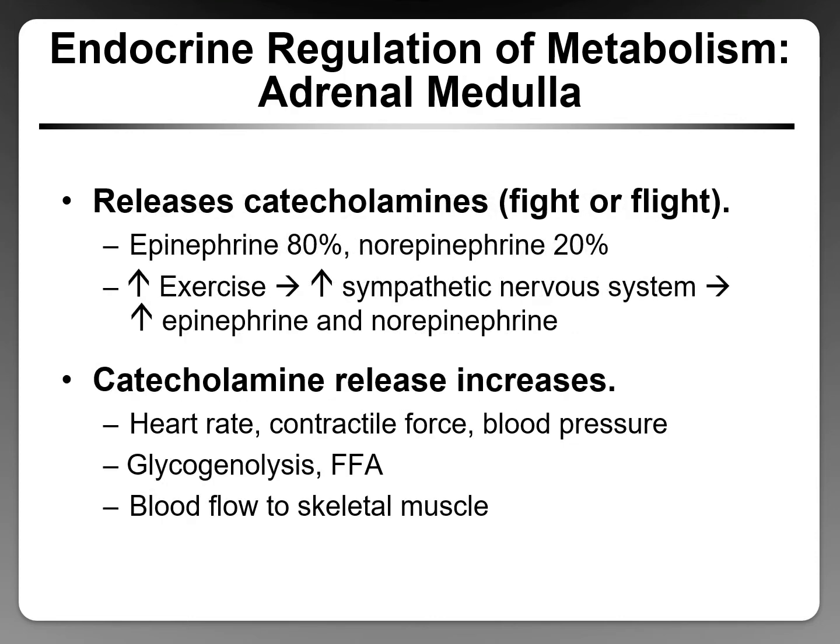The next endocrine organ we are concerned with is the adrenal medulla. This is going to release our catecholamines. These are our fight or flight hormones. These will be epinephrine, which is about 80% of what is released, and norepinephrine, which is about 20% of what is released. When the adrenal medulla releases catecholamines, it will increase during exercise, which means we will see an increase in the sympathetic nervous system activation. This will lead to an increase in epinephrine and norepinephrine.